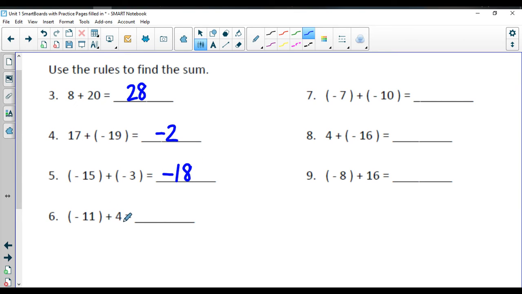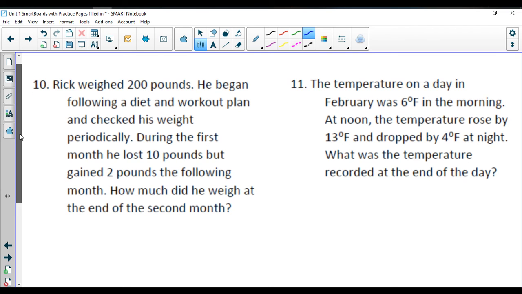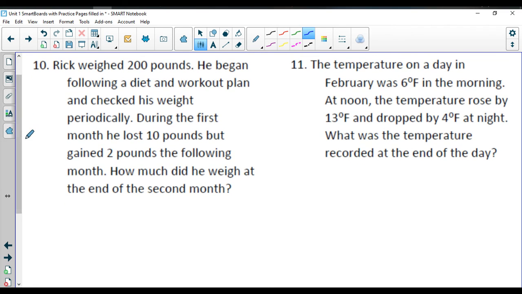Negative 11 and 4, so you owe me 11, your granny just gave you 4, hand over the 4, you still owe me 7. In number 7, you owe 7, you owe another 10, so now you're up to owing 17. You have 4, you owe 16, hand it all over, but you still owe $12. You owe 8 and you have 16, so you pay it over and you still have $8 in your wallet when you're all done.